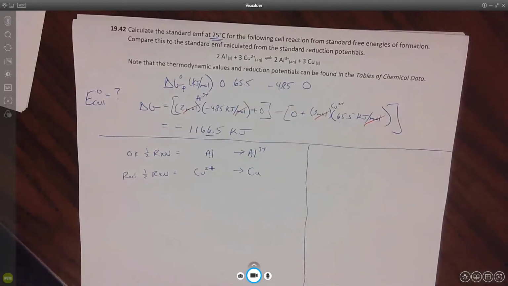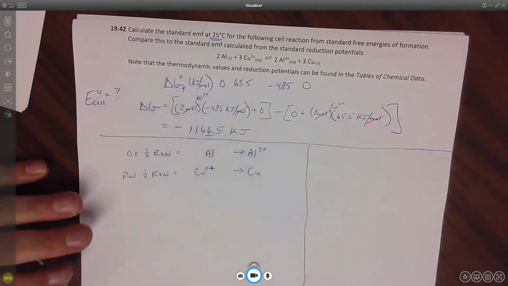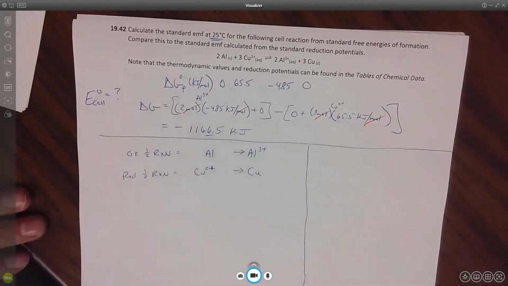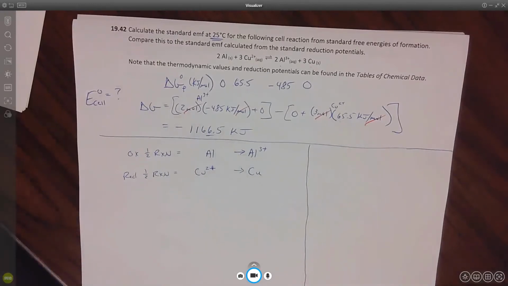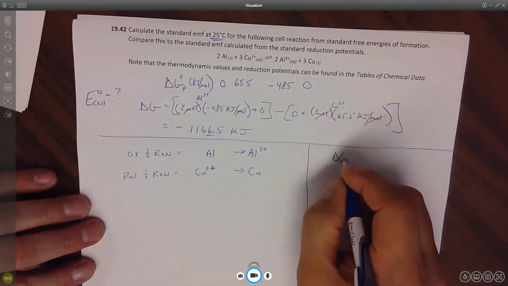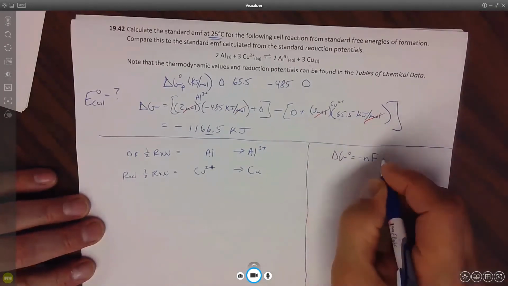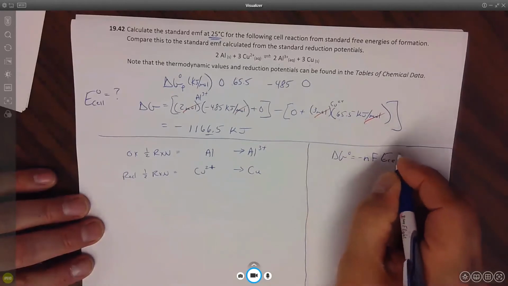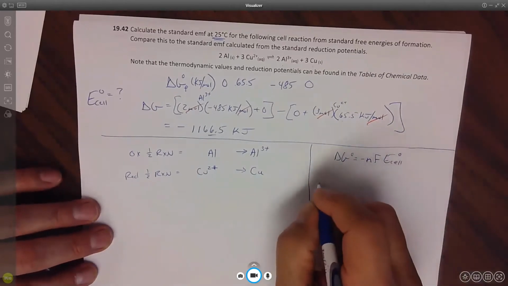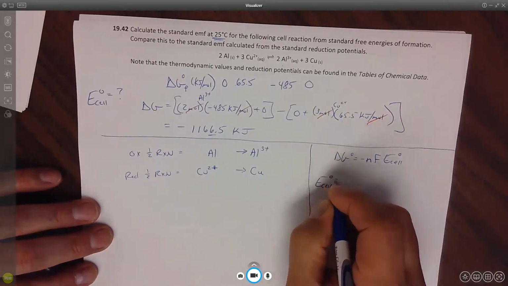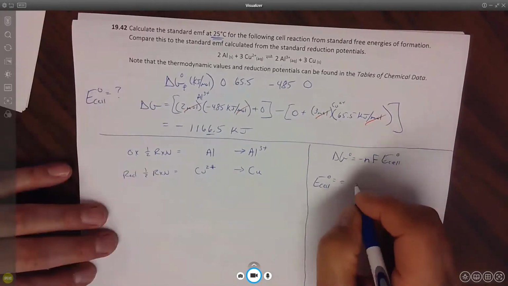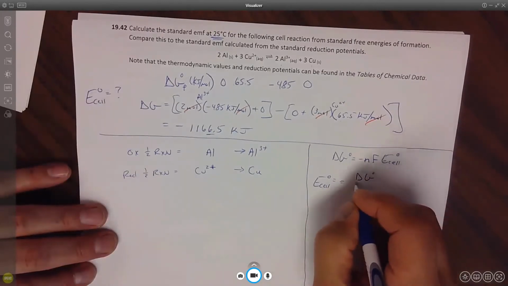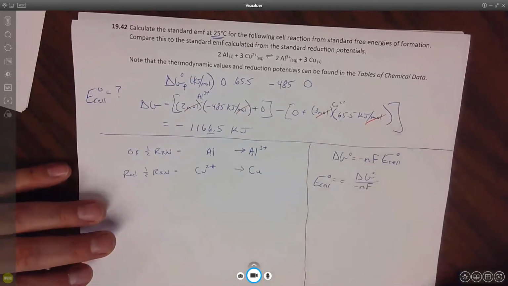How am I going to do that? How am I going to use del G to get E cell naught? Is there any relationship between del G and E cell naught? Del G is equal to negative nF E cell naught. Okay, so I can get E cell naught by simply rearranging this equation, right? So del G over negative nF.